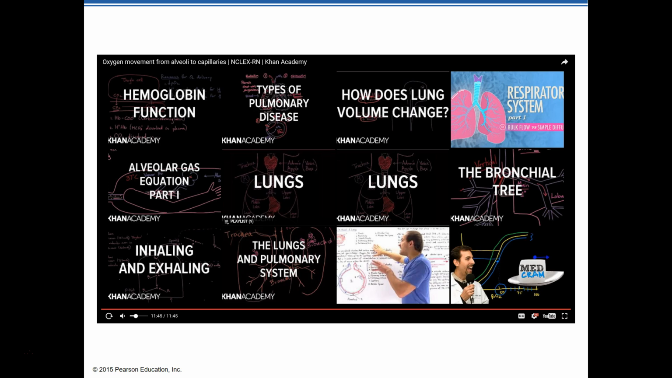And there's several disease processes that can cause that for a variety of reasons. So it's important to understand how all of these things come into effect and affect how much oxygen actually makes it to the red blood cell.